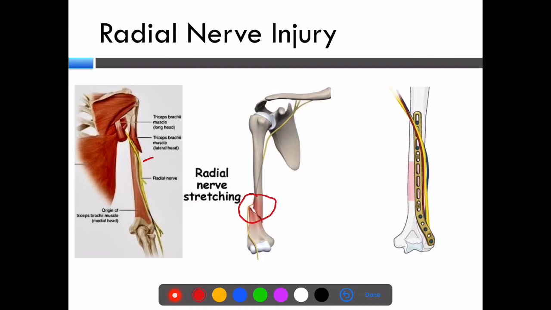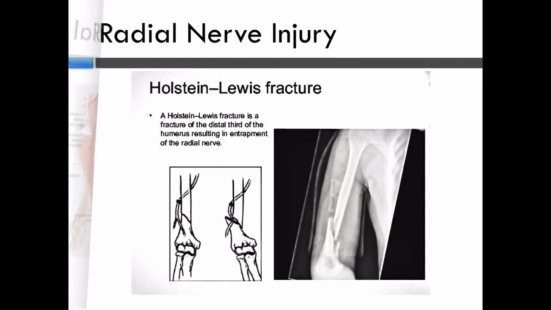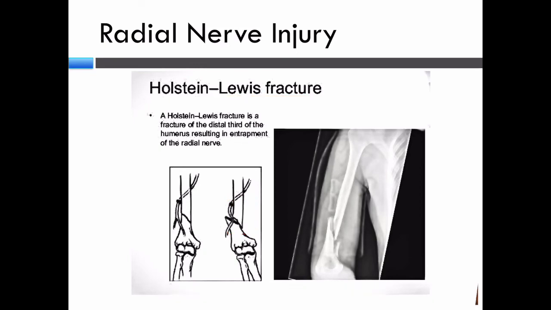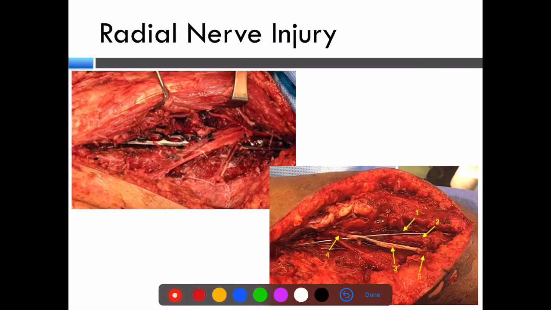Also, the nerve may be injured during the plating procedure. There is a specific type of radial nerve injury which is called Holstein-Lewis fracture, when the radial nerve is entrapped between two fracture fragments. So these are intraoperative pictures. You can see this is an intact radial nerve running above the plate, and here you can see a lacerated radial nerve injury.